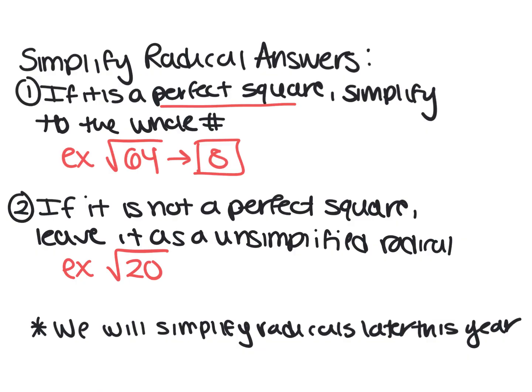If it is not a perfect square, you're going to leave it as an unsimplified radical. So if I took the square root of 20, for example, and I typed it in, it becomes 4.472. It keeps going. Because this doesn't simplify, we're going to leave my final answer just as the square root of 20. There is a way to simplify radicals, however, we're going to deal with that later in the year.